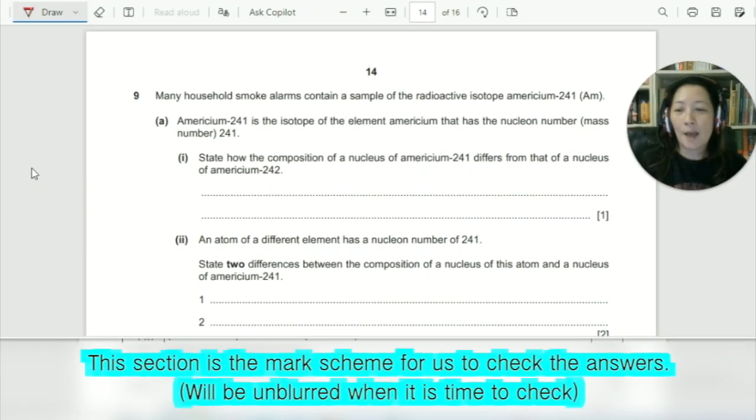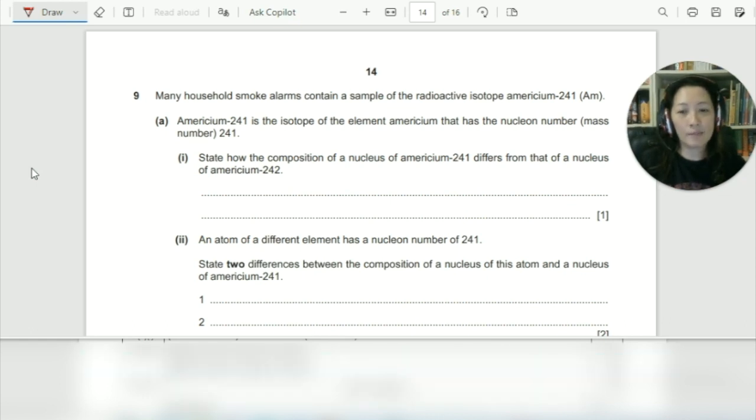Question 9. Many household smoke alarms contain a sample of the radioactive isotope americium-241. A. Americium-241 is the isotope of the element americium that has the nucleon number, which is also known as number 241. Number 1. State how the composition of a nucleus of americium-241 differs from that of a nucleus of americium-242. So to answer this question, you need to recall what you do know about the concept of isotopes, as well as what nucleon numbers are.